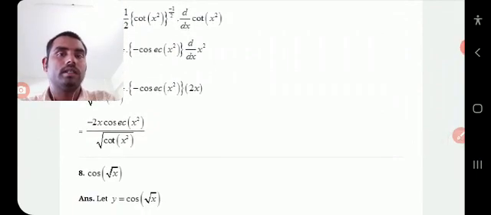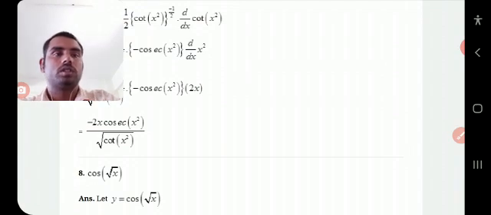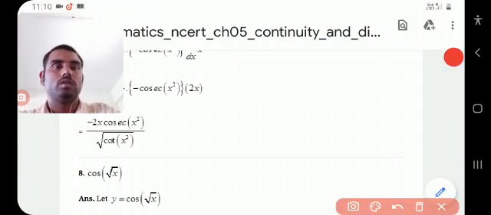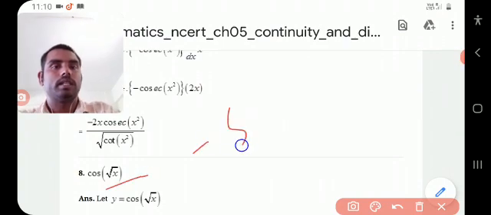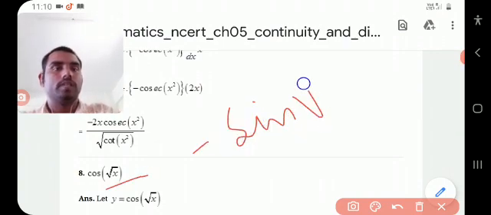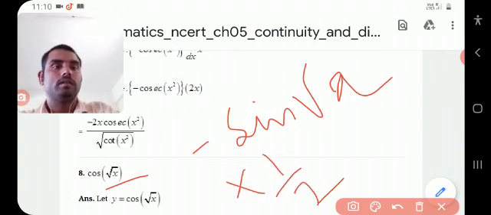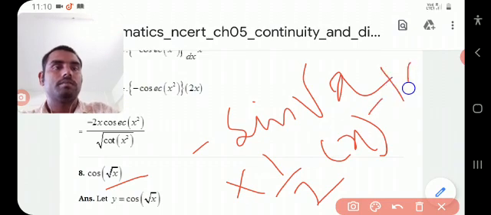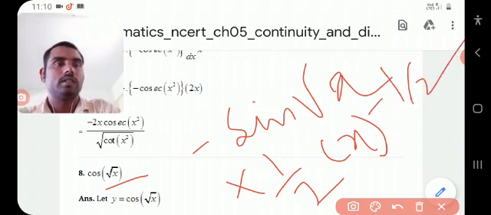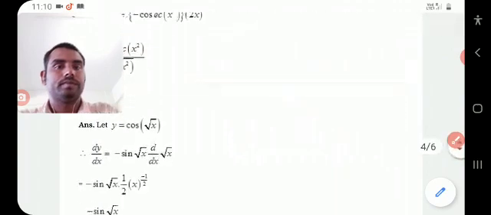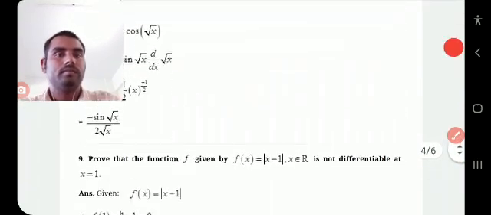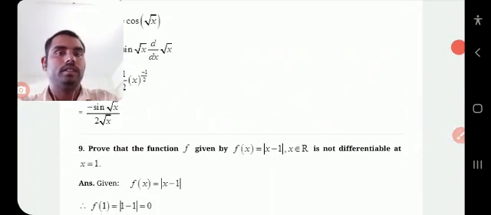Next, number 8, cos root x. So the derivative of the cos part is minus sin root x. Now root x is also a function of x, that means half x to the power minus half. Okay, next, it is important.